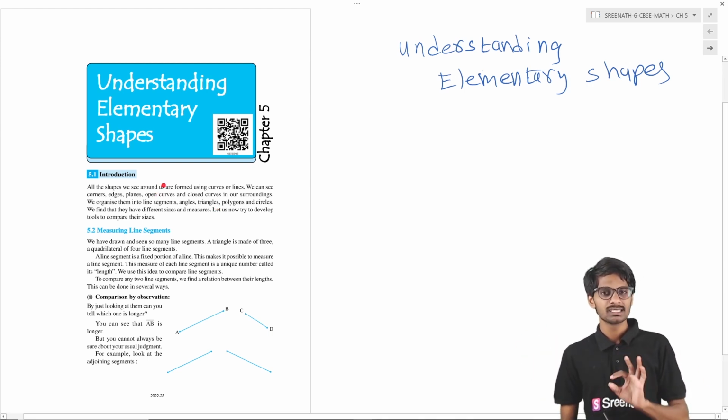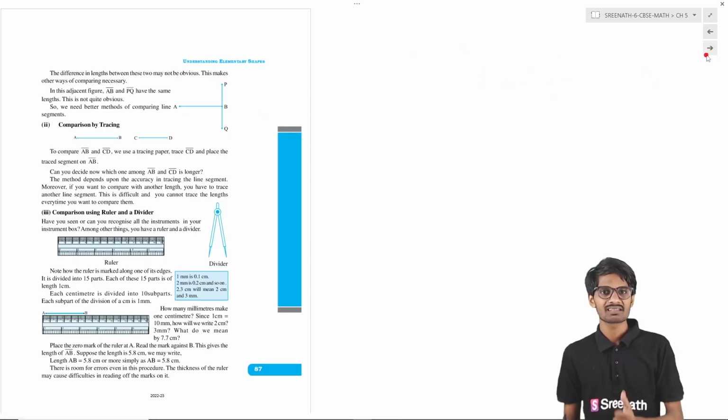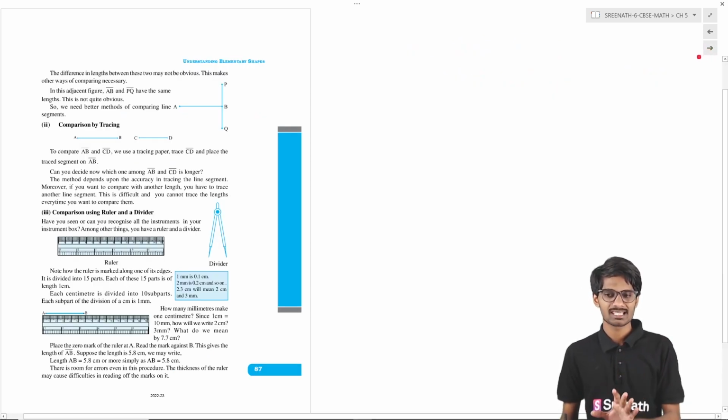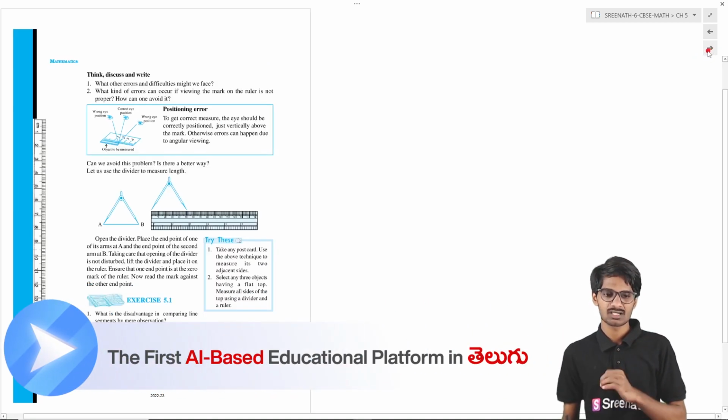Okay, so in this chapter we are going to learn about measuring line segments. We know what line segments are. We know the difference between a line segment and a line. So how will we measure line segments? Why do we need to measure them, and how will we measure them most precisely? That is what we are going to discuss now students.